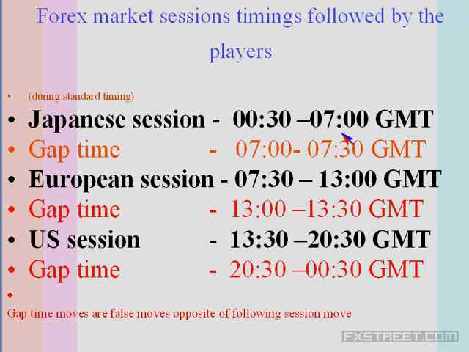So these are all the levels and the timings of the market. 00:30 to 7 GMT is the Japanese session, with 3:30 GMT marking the period when the initial lows and highs are to be noted down, because the players set those things at that time. Whatever simple mechanism they use, if you use the same mechanism, you will be able to track them. Then the gap time between 7 and 7:30 comes before the start of the European session. 7:30 to 13 GMT is the European session.